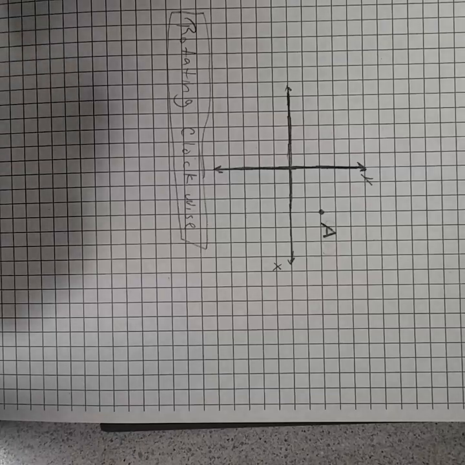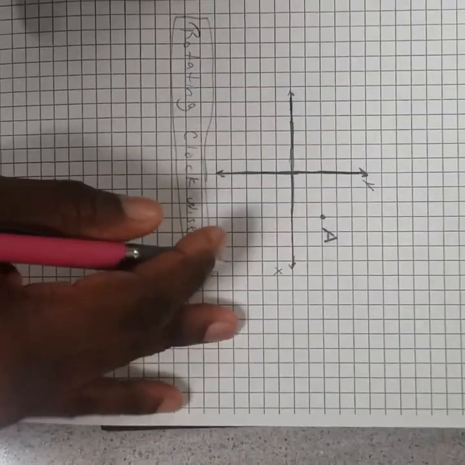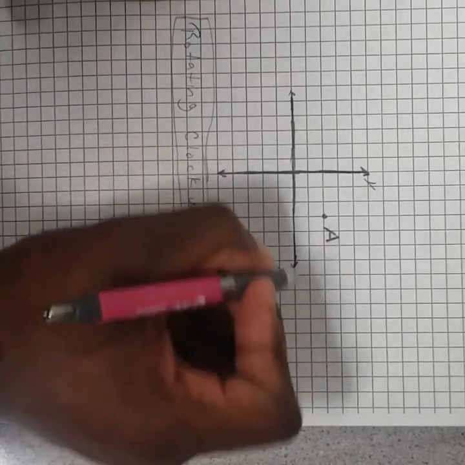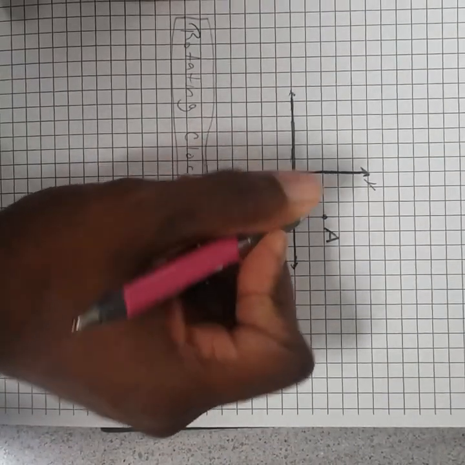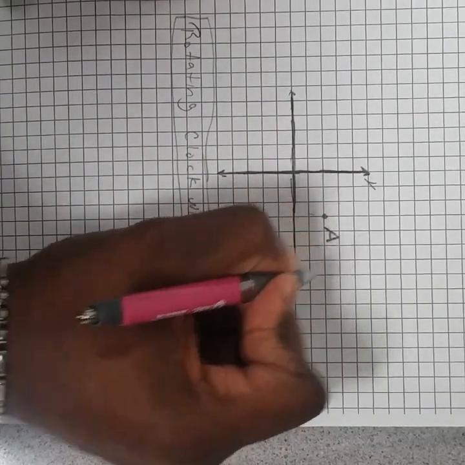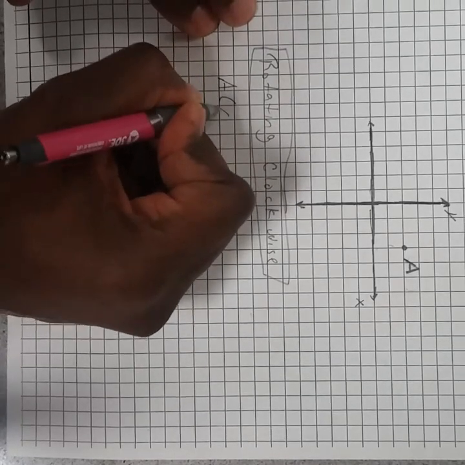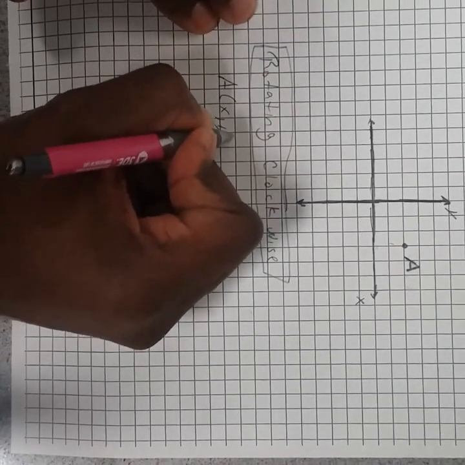All right, so given this point A right now in this coordinate plane, that point A went over X, then up Y. So the coordinate for A right now is at X, Y. So let's say A is at X, comma Y.